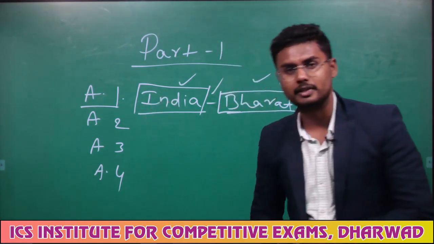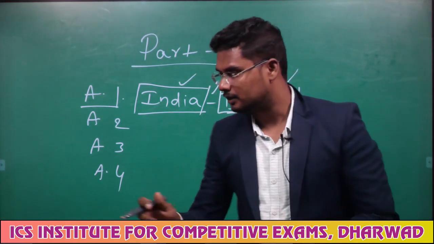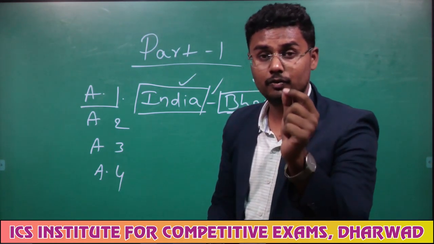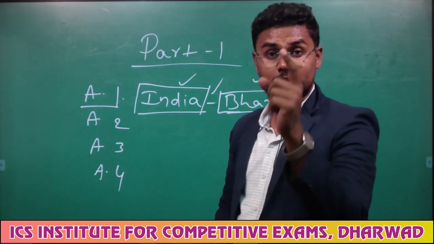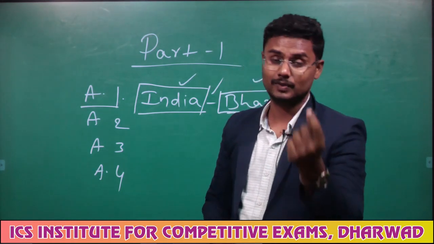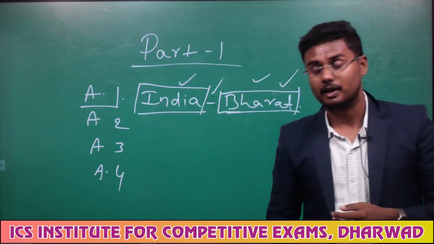So Article 1 says India, that is Bharat, shall be a union of states, and the article is not complete. It goes on further to say that the territory of India includes the states, the union territories, as well as the territories incorporated by India from the foreign countries.